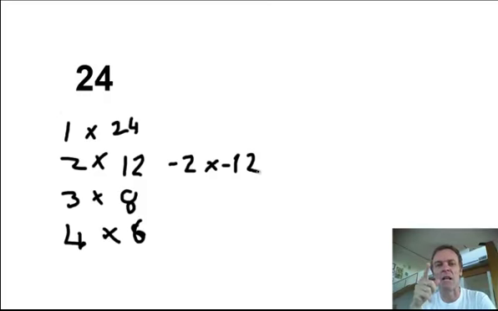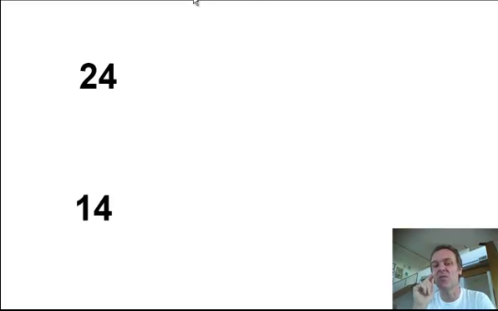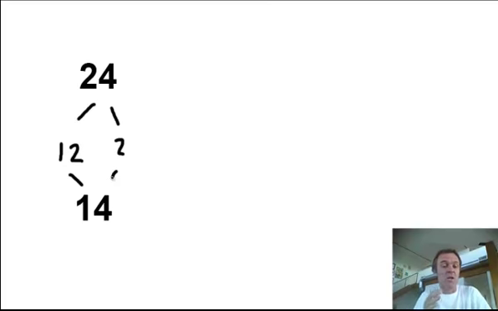I'm going to throw another one at you. Which one of those sets will give you 14 when you add? So think about this. Two numbers that multiply together to make 24, that when you add make 14. Well, isn't that 12 and 2? You've done it. Those are the two numbers, 2 and 12.